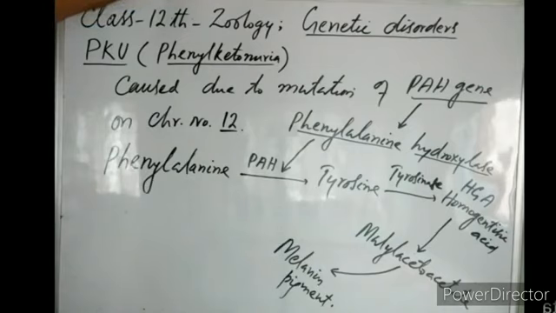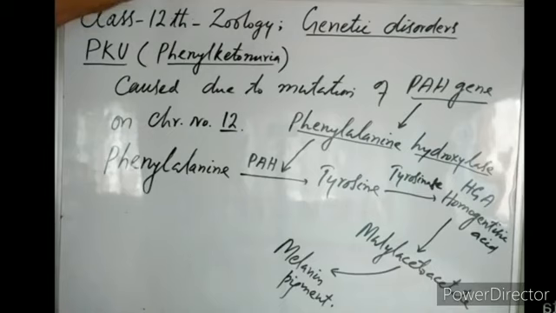I am going only to tell you that when we consume proteins, in those proteins there is an amino acid known as phenylalanine. This phenylalanine is normally converted into tyrosine in our body by the help of the enzyme phenylalanine hydroxylase. Then tyrosine is converted into homogentisic acid and then methyl acetoacetate, which is metabolized in different ways. One of the products of methyl acetoacetate is melanin pigment.